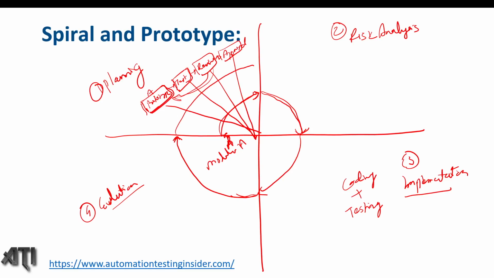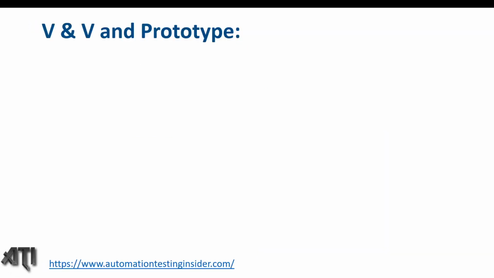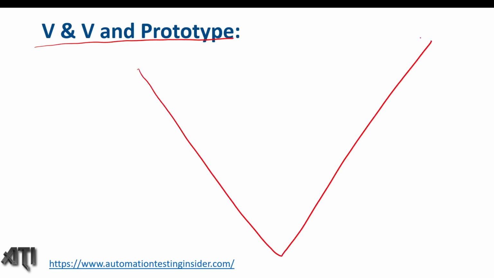So this is how it happens in spiral when we combine spiral with prototype. This is the extra thing which we are doing here to create the prototype when we combine it with the spiral model. Now let's talk about the next example, V and prototype. How it happens in V when we combine the V model with prototype.